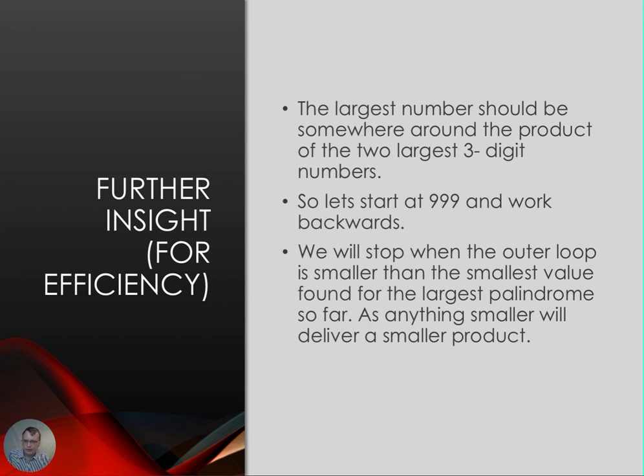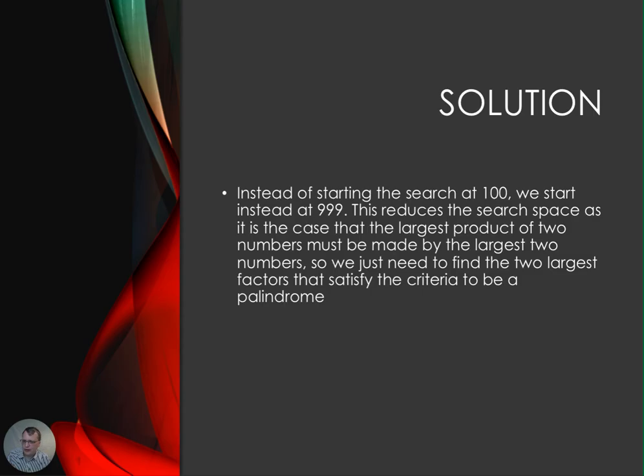How does that translate to the code? Well, it's a fairly direct translation if we look at the solution. Instead of starting the search at 100, we start instead at 999. And the key thing, as I mentioned in the last slide, is it reduces the search space. The largest product of two numbers must be made by the largest two numbers. So we just need to find when the two largest factors satisfy the criteria to be a palindrome.